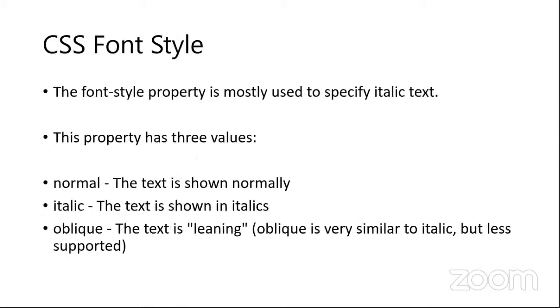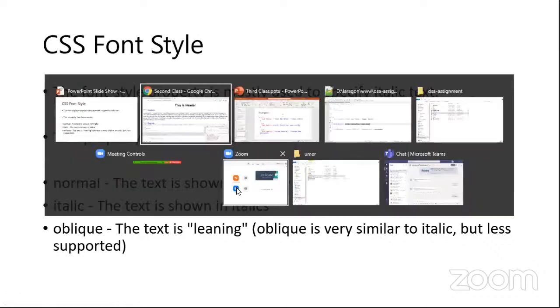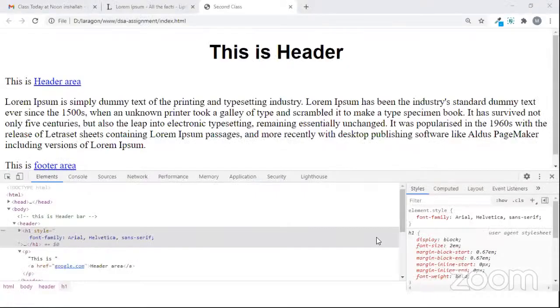CSS font style. The font-style property is mostly used to specify italic font. This property has three values: normal, the text is showing normally; italic, the text is showing in italics; oblique, the text is leaning. Oblique is very similar to italic but less supported. So here are three types of font style. So just review an example.